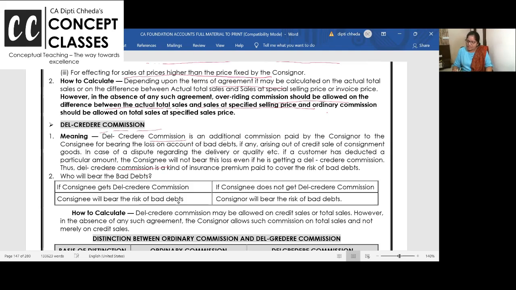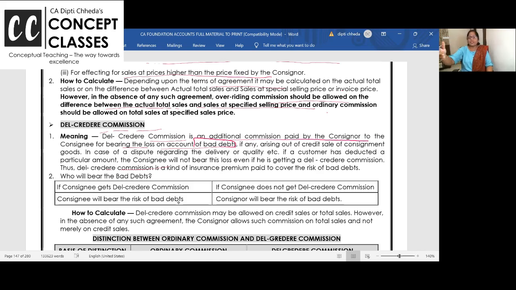Del credere commission is additional commission paid by consignor to consignee for bearing the loss of bad debt. You know what is happening? I am the seller. You are the agent. Understand the reasoning. I am the seller. You are the agent. You are selling it to a third party. Now, when you are selling to a third party on my behalf, I too don't know the third party, no? Are you getting or not? I don't know the third party. It's through you that I'm selling to the third party.